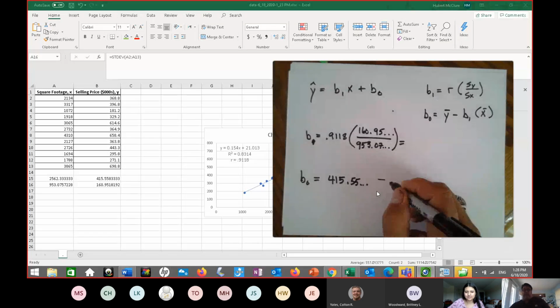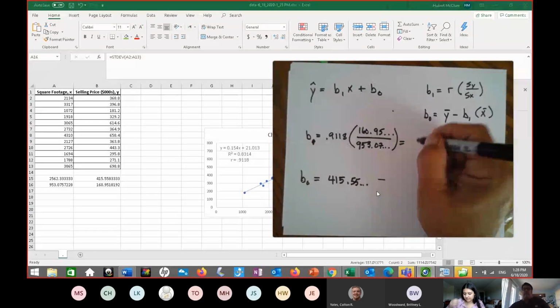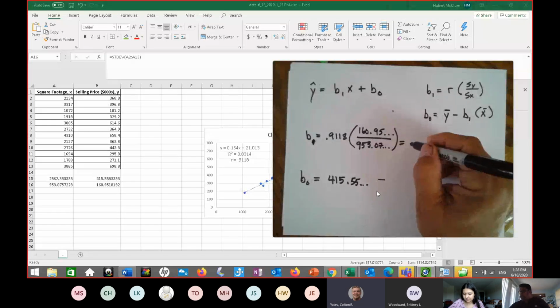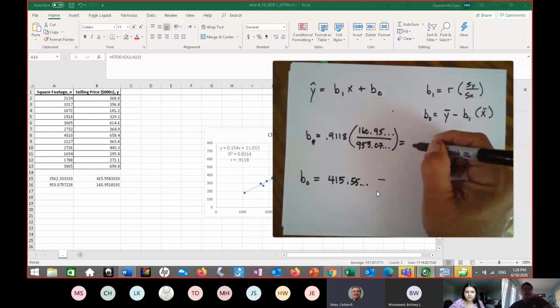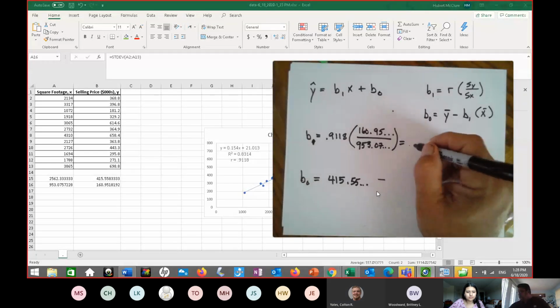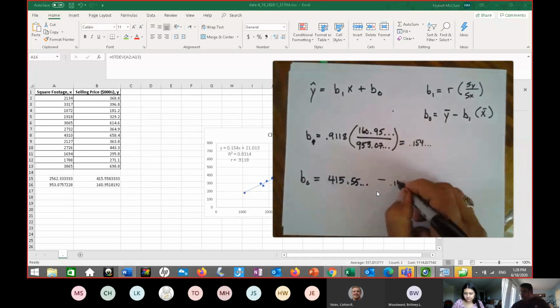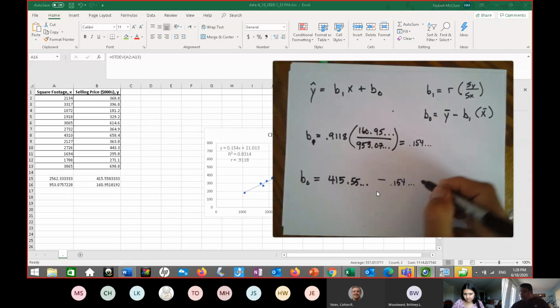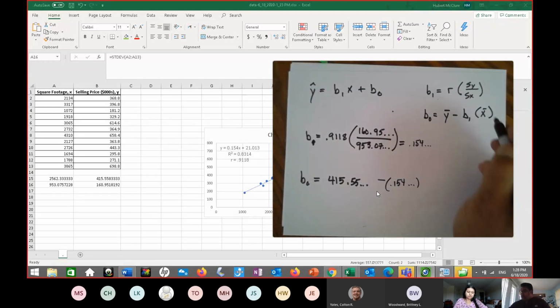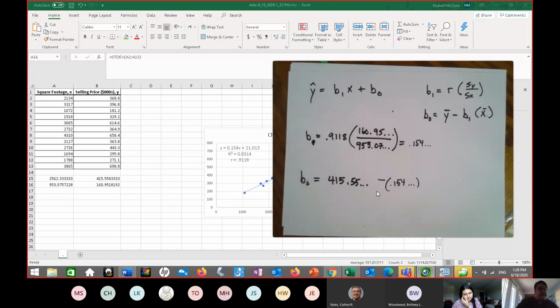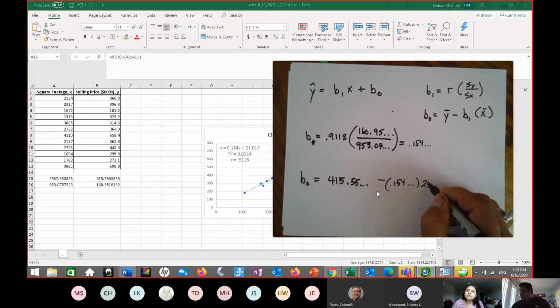All right, so what'd you get? I got 0.154. Well, what did we get? Look at there. Look on the spreadsheet. 154. Good job. So that's 0.154 times... And what is our X bar? Our X bar is 2562.33.